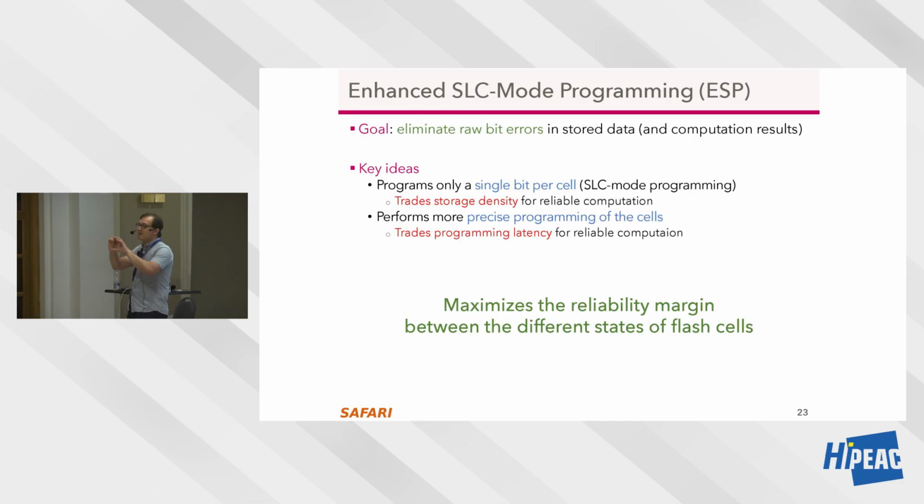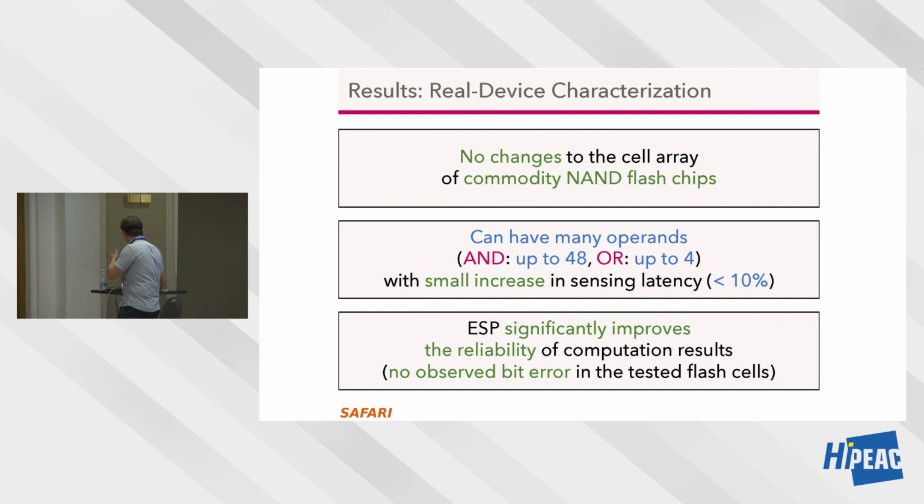And we do more precise programming, meaning that in Flash, when you actually encode data, you encode data in voltages. And you have a voltage range, and you could actually program longer so that you get the voltage range to be tighter. And that's what we do in this case, and that's what the Flash controller does. It takes a little bit longer, about 10% higher latency, less than 10% as you can see over here, but it gives you the computation capability. And you don't need to do this in places where you don't need to do computation.